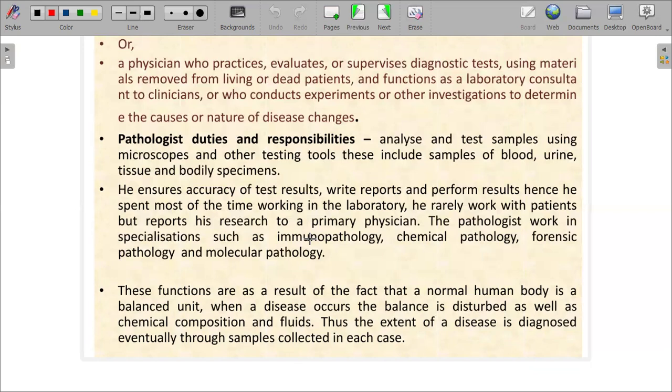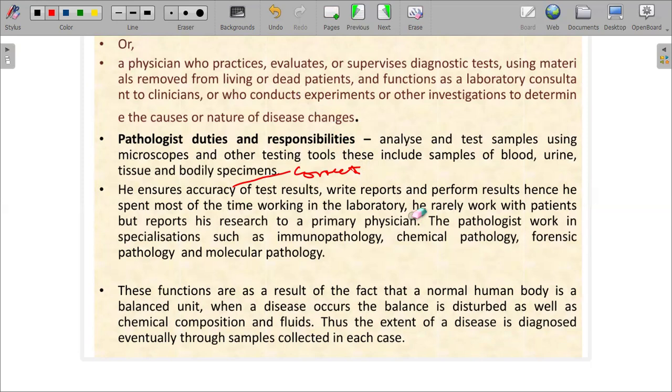He ensures accuracy of test results, that the tests that are done are all correct. We are saying he ensures that the tests are correct, which is one key point that we need to understand, that the accuracy ensures that the results are accurate and correct.